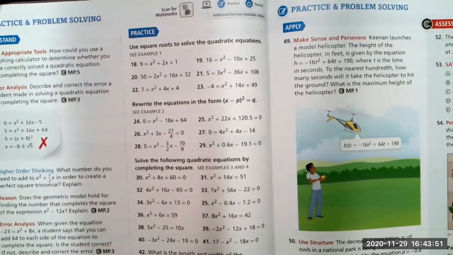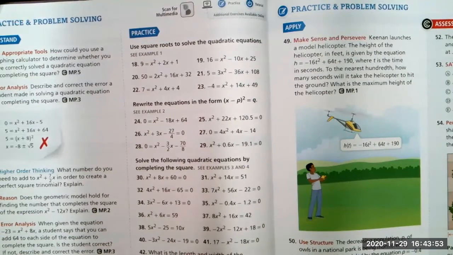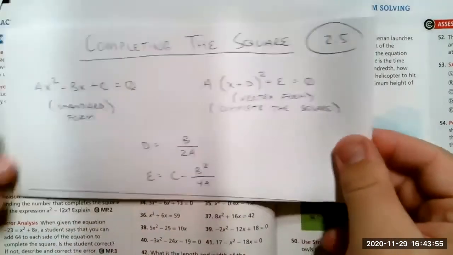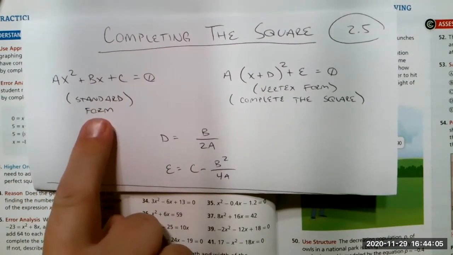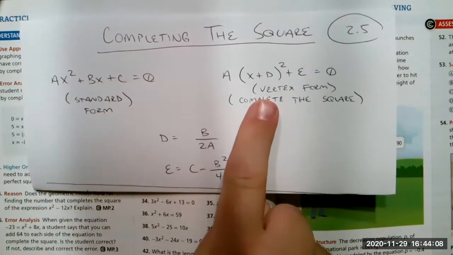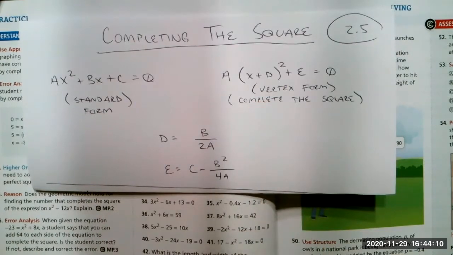But just a quick refresher, I want to throw a couple things on the screen. We talked about this idea of completing the square. Again, the process of completing the square basically takes you from a standard form quadratic to a vertex form quadratic. There's two main ways that you can complete the square.